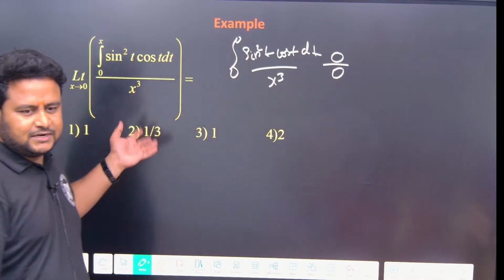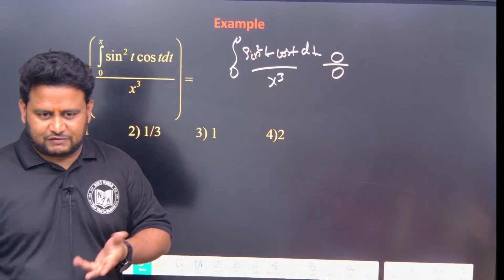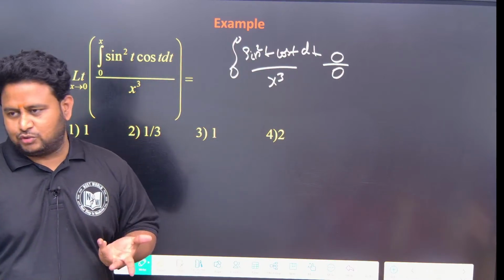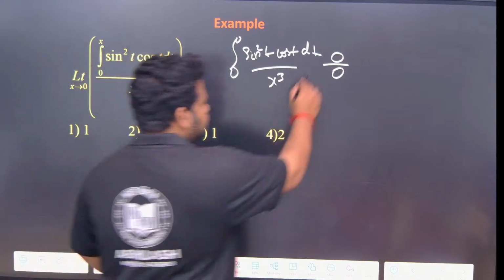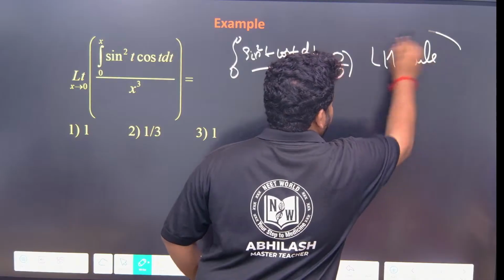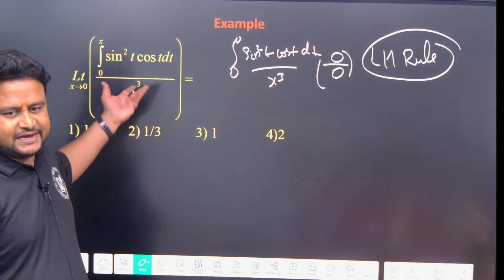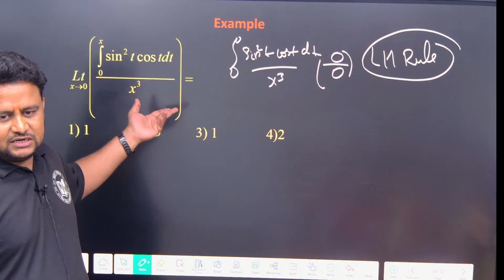If I apply the upper limit and lower limit, I will get a 0 by 0 form. When I get a 0 by 0 form, what should we do? Our friend, L'Hospital's rule. 0 by 0 form means we should use L'Hospital's rule. If I want to use L'Hospital's rule, what should I do? Differentiation, that means d by dx of this.